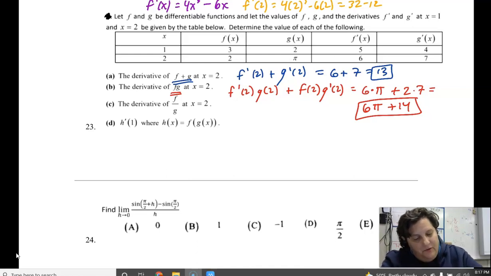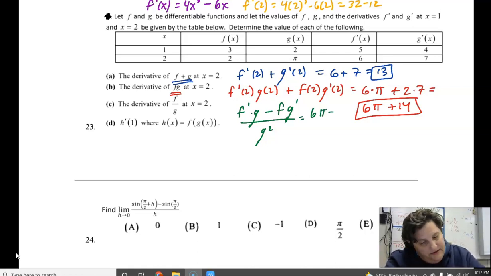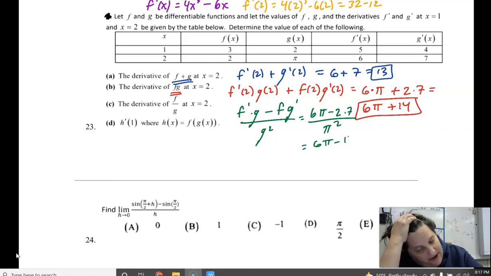F divided by g, well, that's going to be a quotient rule. Derivative of the top times bottom, minus top times derivative of the bottom, over bottom squared. Okay, this is all at 2 again. F prime times g, so that'll be 6 pi, minus f times g prime, 2 times 7, over regular g squared. So this one will be 6 pi minus 14 over pi squared.